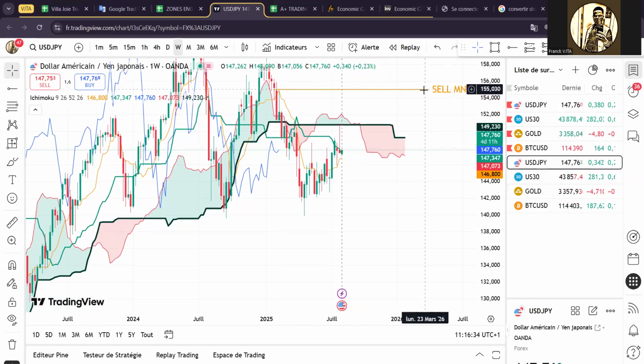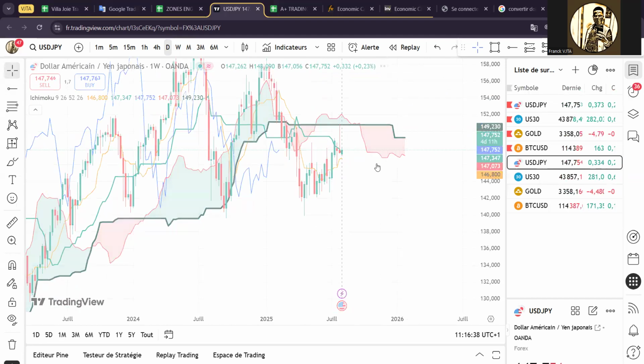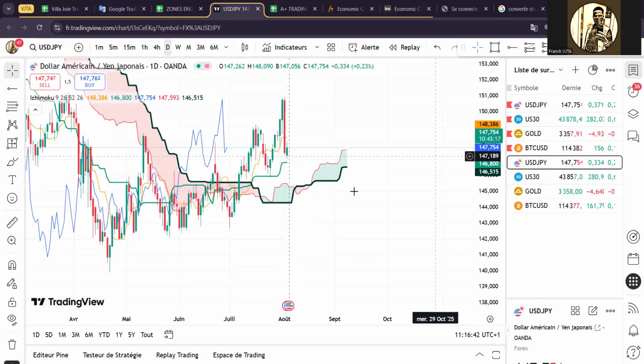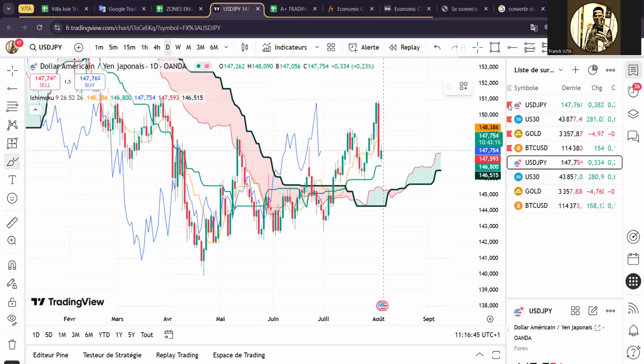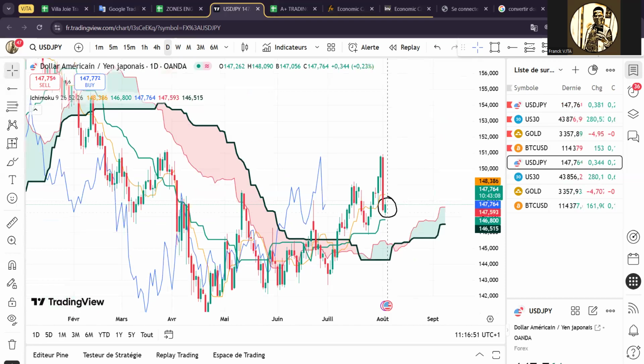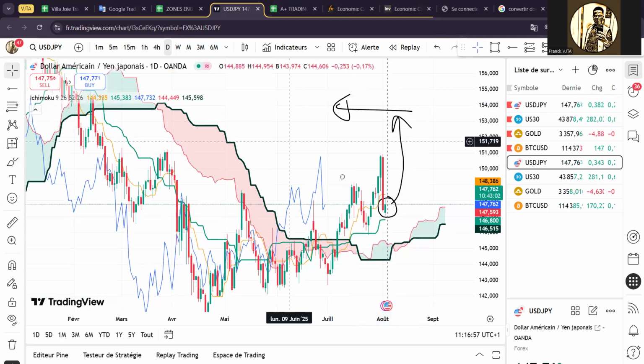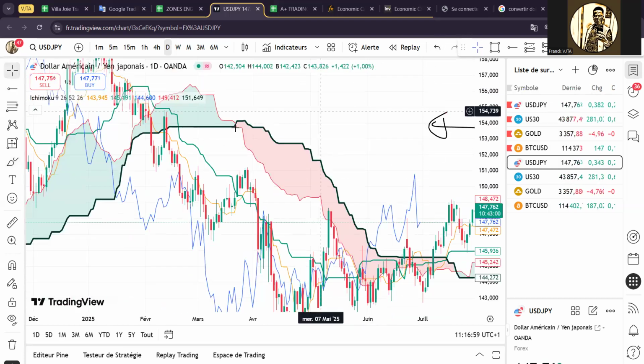Let me go to the daily to show you exactly how to do it on the daily too. On the daily, we follow exactly the same procedure. We identify where the candle is now. We look up, and then we look left. What are we looking for on the left side? We look where SSA and SSB just cross each other.